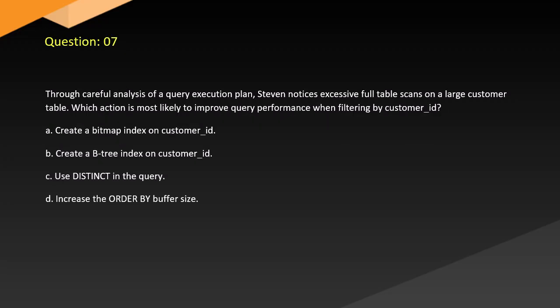Question 7. Through careful analysis of a query execution plan, Stephen notices excessive full table scans on a large customer table. Which action is most likely to improve query performance when filtering by customer ID? A. Create a bitmap index on customer ID. B. Create a B-tree index on customer ID. C. Use DISTINCT in the query. D. Increase the ORDER BY buffer size.